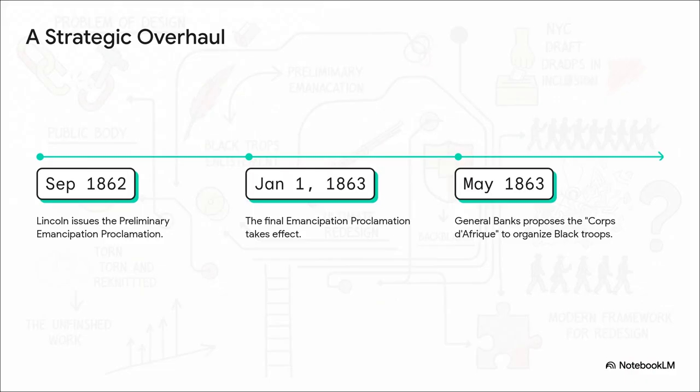The Emancipation Proclamation, this wasn't just some document. It was a complete strategic and moral overhaul. It totally rewrote the design brief. Suddenly, the war wasn't just about preserving the old Union anymore. It was about forging a brand new one.